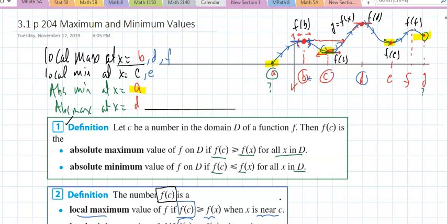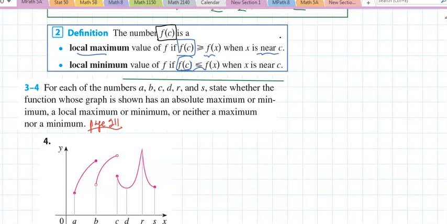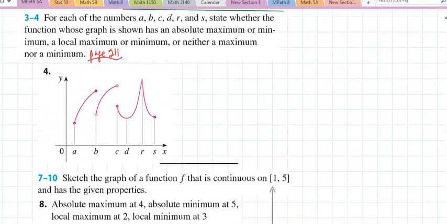So we want to practice this a bit. We want to look at page 211 and attempt to do this problem. This problem says, for each value A, B, C, D, R, S, state whether the function whose graph is shown has an absolute maximum, absolute minimum, local maximum, local minimum, or neither a maximum nor a minimum.